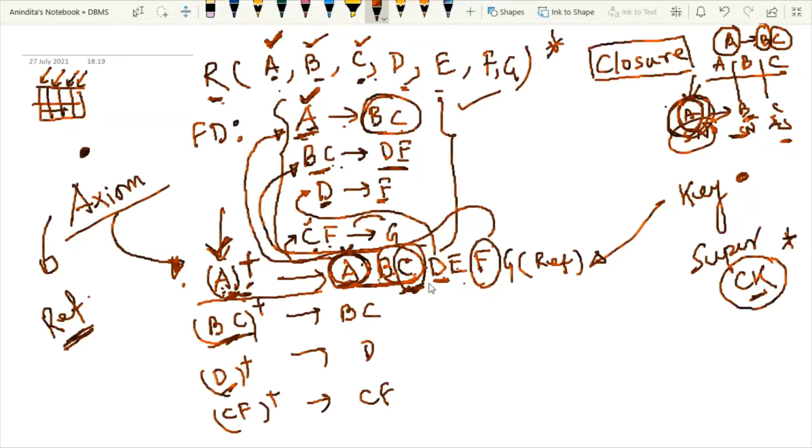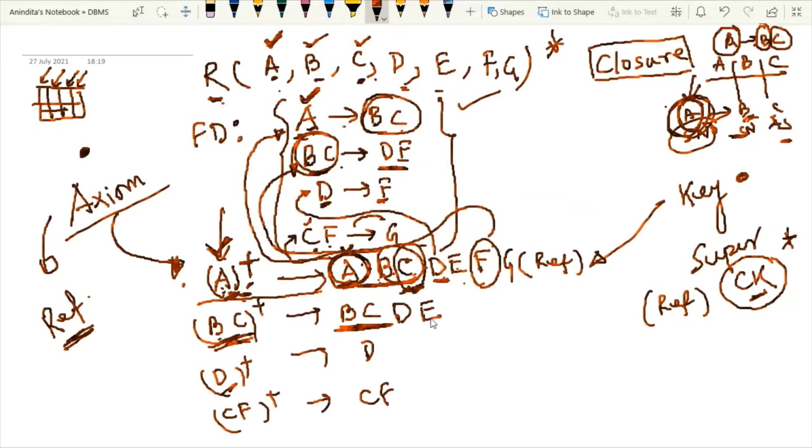So this is how you can find out the closure. Again, try it for the next version. From BC, I am getting BC. So it is the first law, the reflexive law. You have to apply it. Now, whatever you are getting in the RHS, check whether it appears in the LHS of the functional dependency or not. Yes. Then whatever you have, copy it over here, DE.